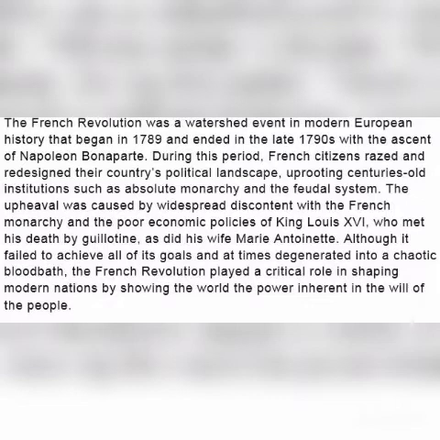King Louis XVI, who met his death by guillotine, as did his wife Marie Antoinette. Although it failed to achieve all of its goals and at times degenerated into a chaotic bloodbath, the French Revolution played a critical role in shaping the modern nation by showing the world the power inherent in the will of the people.